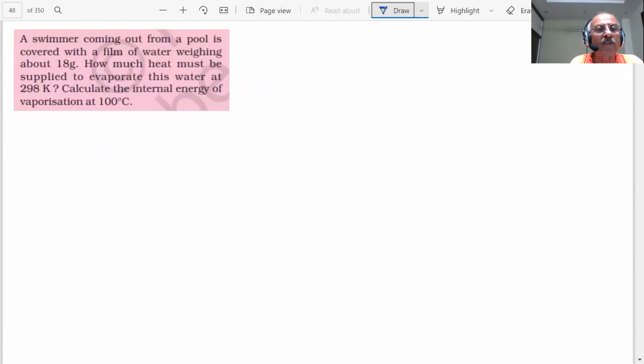Here is a question coming, student. He says a swimmer coming out of a pool is covered with a film of water weighing about 18 grams. You are in the water pool, you come out. On the body, you have 18 grams of water. How much heat must be supplied to evaporate this water at 298 Kelvin? Calculate the internal energy of vaporization at 100 degrees Celsius.